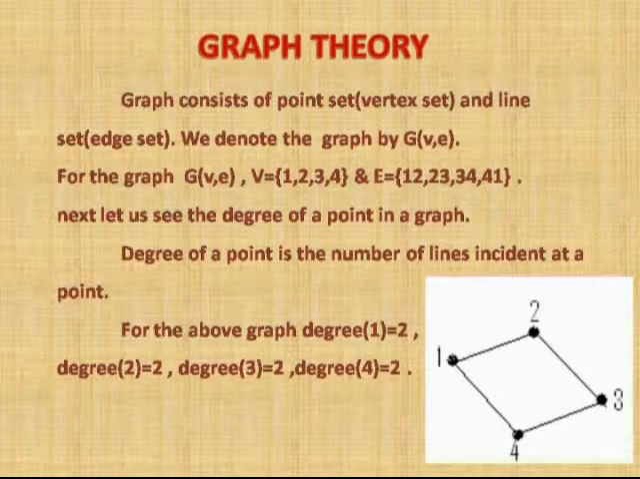Now let us see the degree of a point. What is meant by the degree of a vertex? The number of edges incident at a point is known as the degree of a vertex. In the above figure, the degree of the vertex 1 equals 2. Here at 1, the number of incident edges is 2. Therefore, the degree of the vertex 1 equals 2.